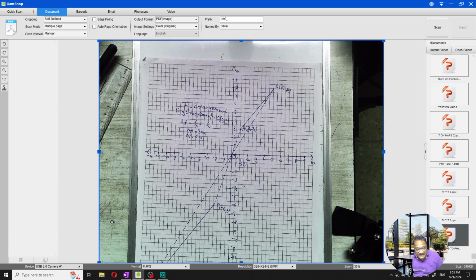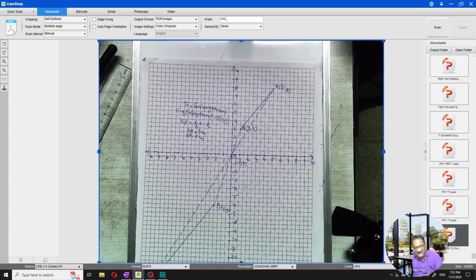But again, one more thing I have to decide, that is the sign of the scale factor, whether it should be positive or negative. Now, how are we going to assign the sign? The rule is, if the object and the image are on opposite sides of the center of enlargement, then the sign for the scale factor has to be negative. And if the object and the image are on the same side of the center of enlargement, then the sign of the scale factor is positive.